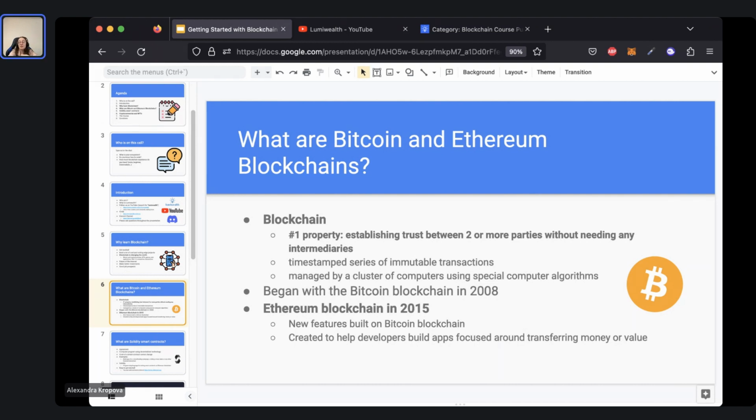And this is a timestamped series of immutable transactions. But a transaction does not have to be a purchase. That's just the term for some kind of interaction that changes something on the blockchain. Usually it is a purchase where you're buying something over the blockchain, but a transaction could be any kind of interaction with the code on a blockchain.